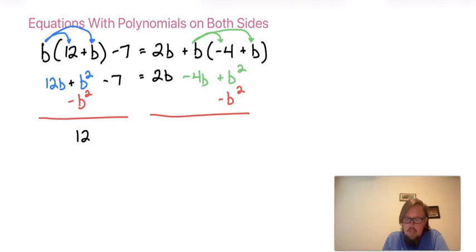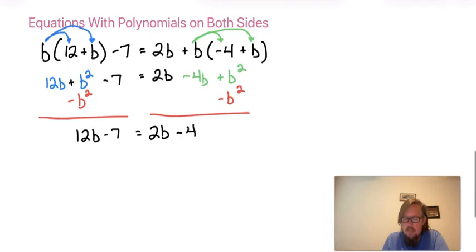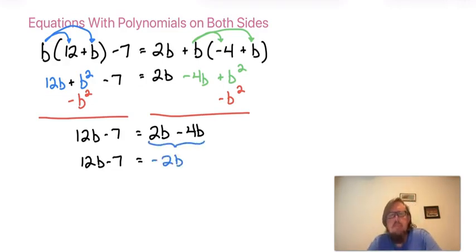That will leave us with a 12b minus 7 on the left side, and then on the right side, 2b minus 4b. So the b squareds drop out immediately, and that makes this much easier to deal with. Now we can see that we've got some like terms to combine. Over on the right side of the equals, 2b minus 4b is going to be able to be combined together into -2b.